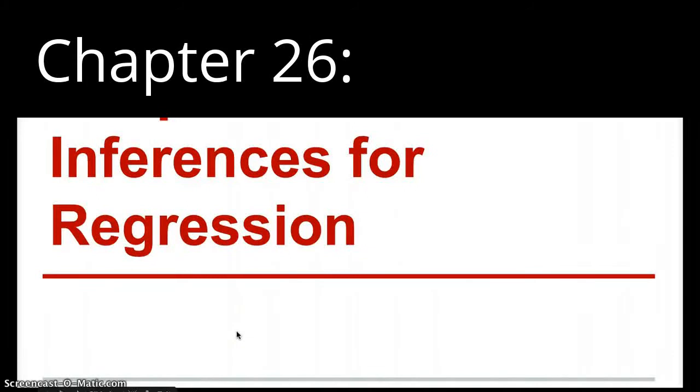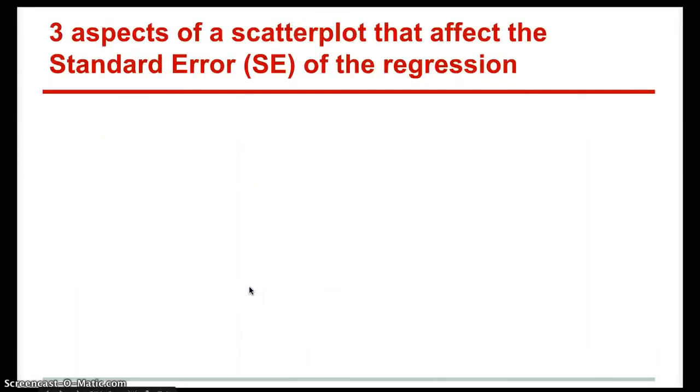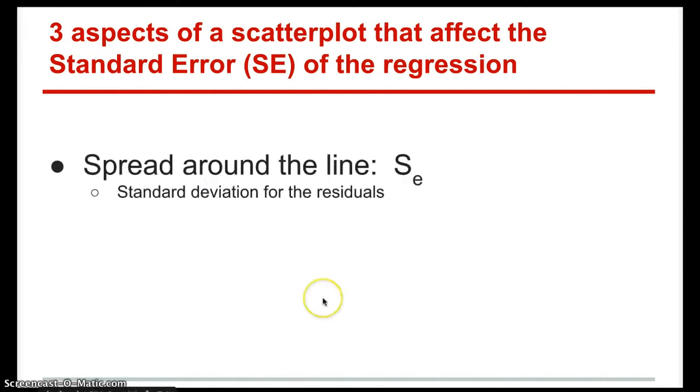Okay, so what we're going to do today is talk about inferences with regression, and just continue. There are three things you should know that will affect the standard error, the SE, of the regression. The first is the spread around the line, which is just the standard deviation of the residuals.